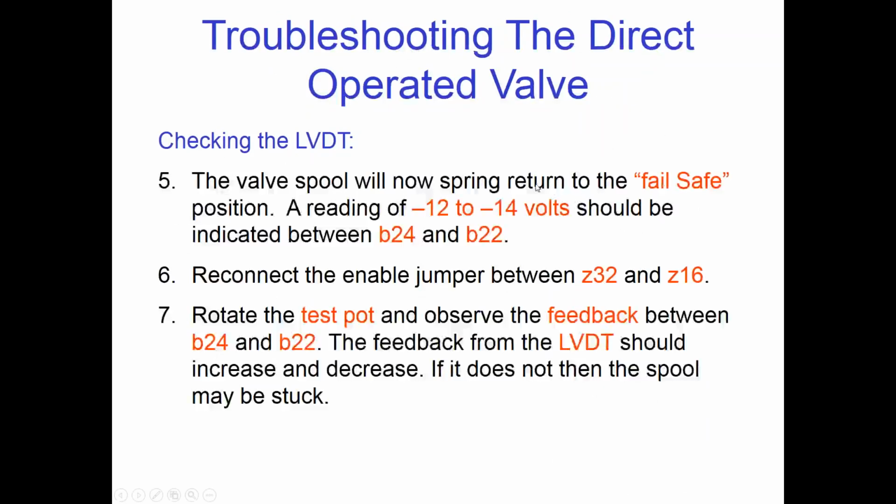All right, now the valve spool is going to spring return to the fail-safe position, and you're going to read -12 to -14 volts between B24 and B22. Reconnect the enable jumper between Z32 and Z16 and turn your test pot. Watch the feedback between B24 and B22. The feedback should increase and decrease. If it doesn't, more than likely your valve spool is stuck.